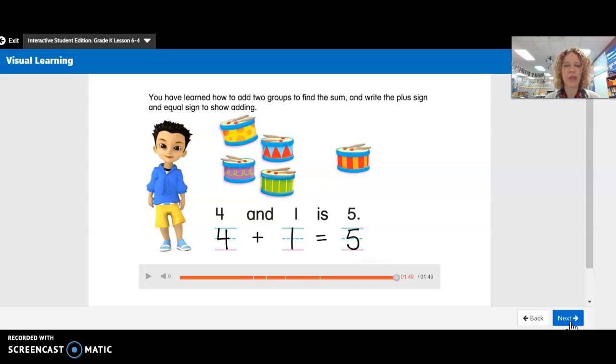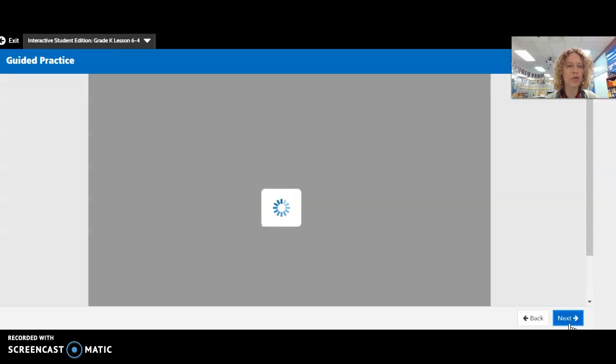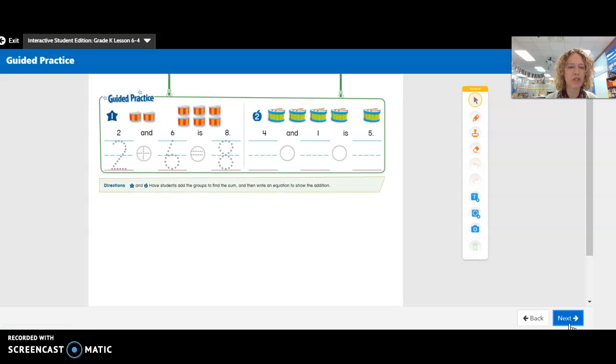Great job, boys and girls. So that's what we're going to do. We're joining 2 groups, and now we're going to use the special signs. We're going to use the adding sign, and we're going to use the equal sign to find the sum, to find the answer. Okay, so let's take a look at our guided practice.